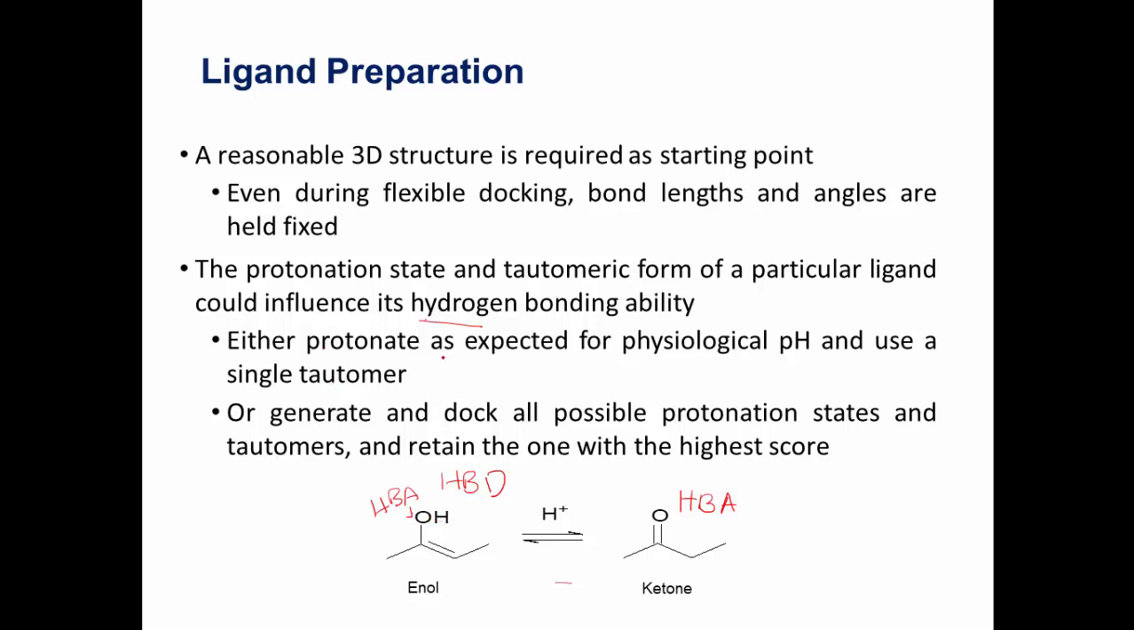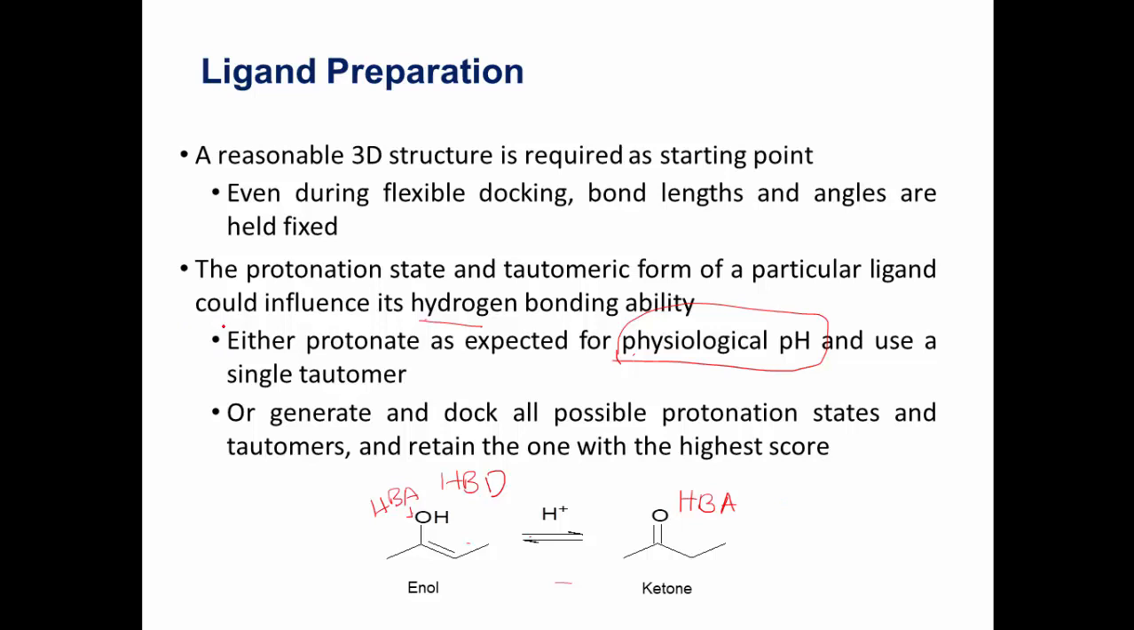Either protonate as expected from a physiological pH. So this depends on the pH of the site of action. Depending on this, you can protonate or leave it as it is. Okay, so for example, if your compound has the possibility to exist as enol or ketone, in this case you can dock both structures and then compare the score. Or generate and dock all possible protonation states and tautomers and retain the one with the highest score.